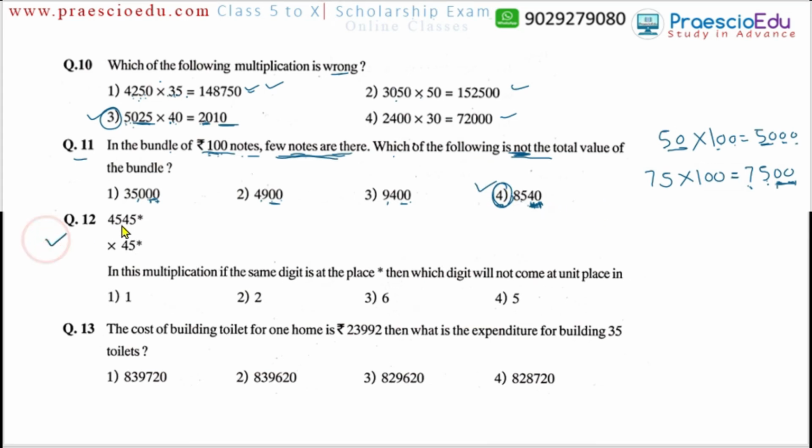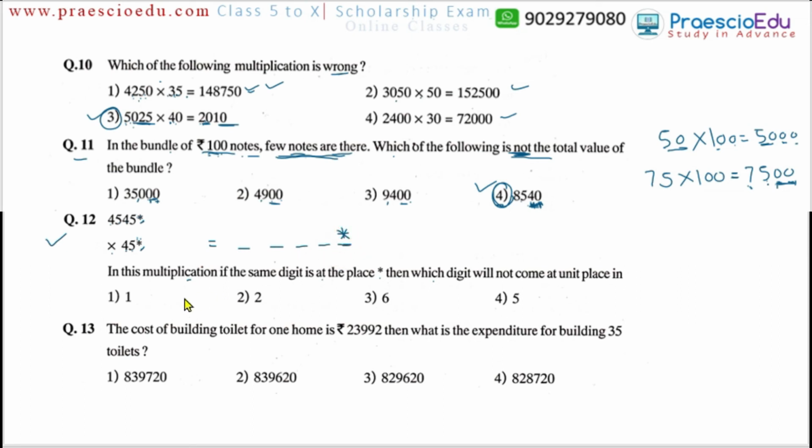Now question number 12. 45 star is multiplied with 45 star, meaning the star is maintained at the unit place in both the multiplicand and the multiplier. Now in this multiplication, if the same digit is at the place of the star, then which digit will not come at the unit place? Now here, of course, the meaning of this question is that after the product also, if some digit is at the unit place, there must be the star.